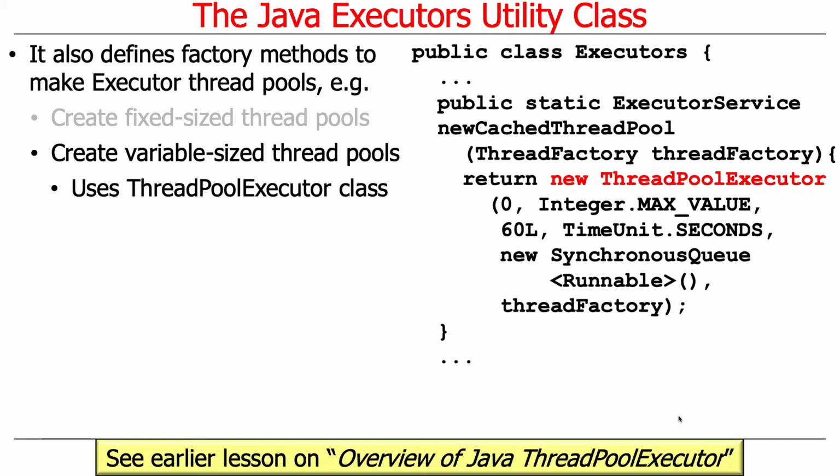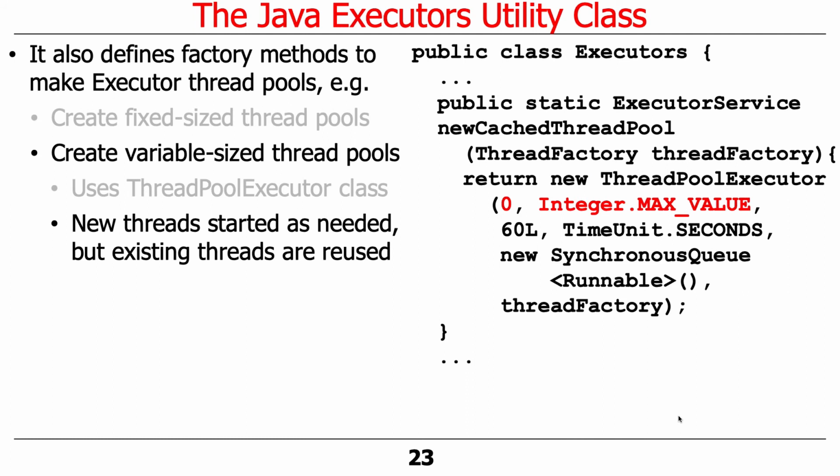It also uses the thread pool executor class. New threads are started as needed, but existing threads are reused. So by giving a 0 here, that basically says don't have any threads in the core pool, start with none, and don't let there be more than the maximum size of integers on the machine, which, by the way, is an astronomically huge value, like 2 billion or something like that. So it's unlikely that you will ever need 2 billion threads. If you need 2 billion threads, you probably have other issues with respect to your systems engineering of your app.